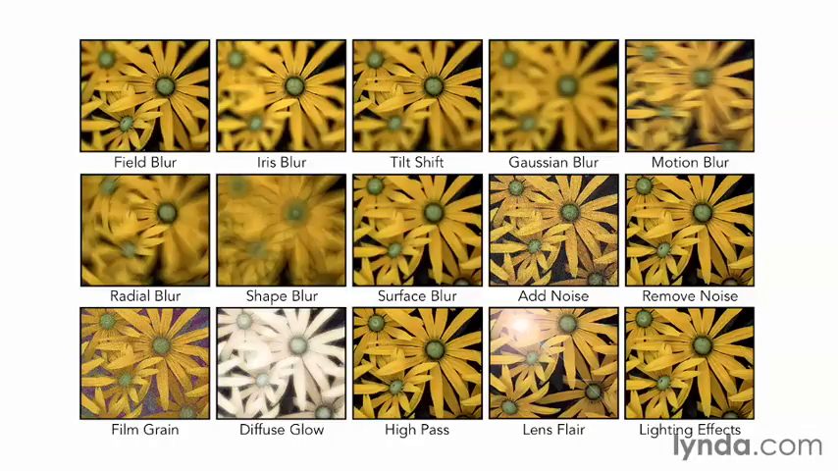You can even blur your image with a shape that you select. The surface blur is great for evening out skin tones. And then you'll see that we can either add noise or remove noise. We can also add film grain. We'll take a look at the diffuse glow. That's a really nice filter to add, as well as an advanced method for sharpening using the high pass filter. And you can even add some dramatic filters like the lens flare or lighting effects.